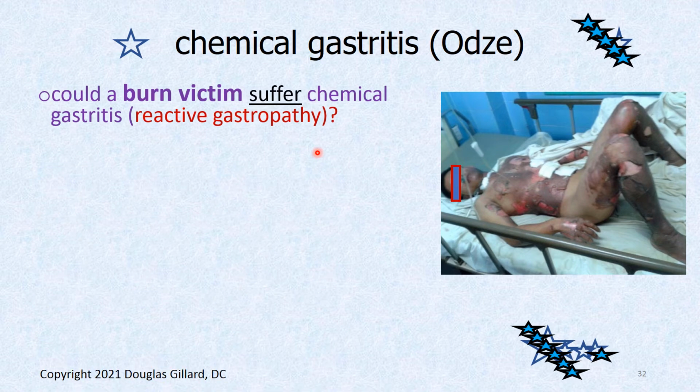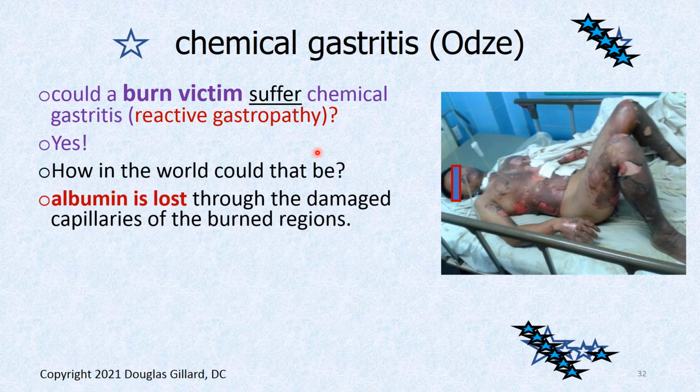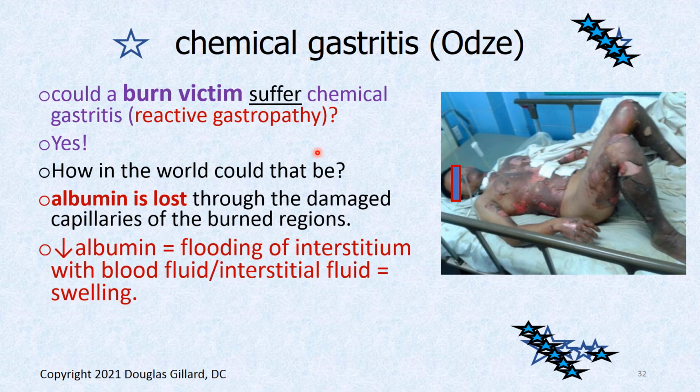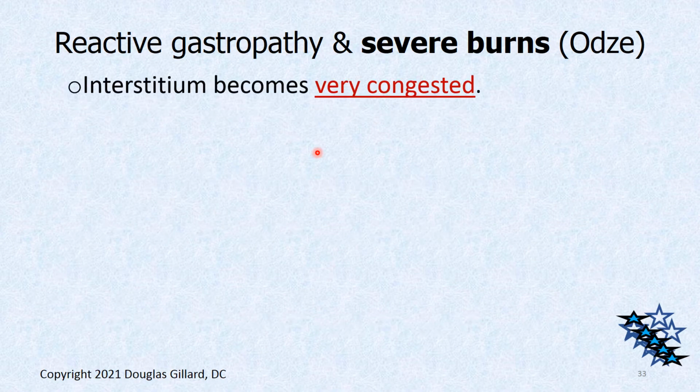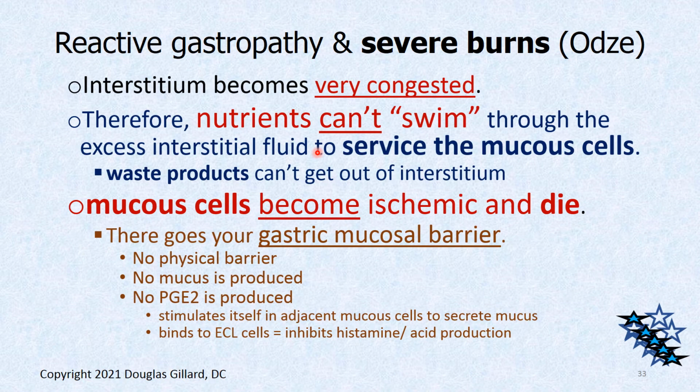But yeah, how could a burn victim suffer a reactive gastropathy? Well, albumin is lost, as we said. And without albumin, the interstitium is flooded with interstitial fluid. And you swell, and your stomach lining swells. Right? So the interstitium becomes very congested, and the nutrients can't swim through it. And the mucous cells become ischemic and die, and there goes your gastric mucosal barrier.